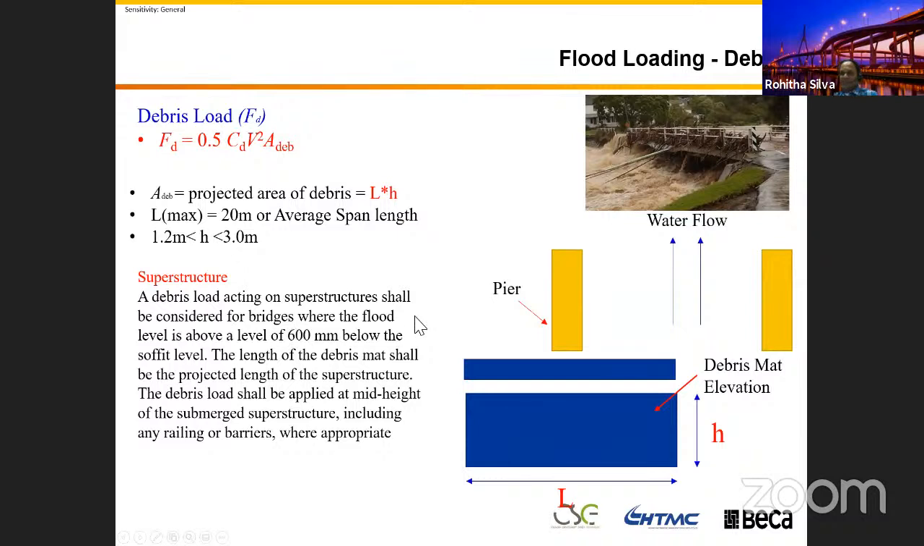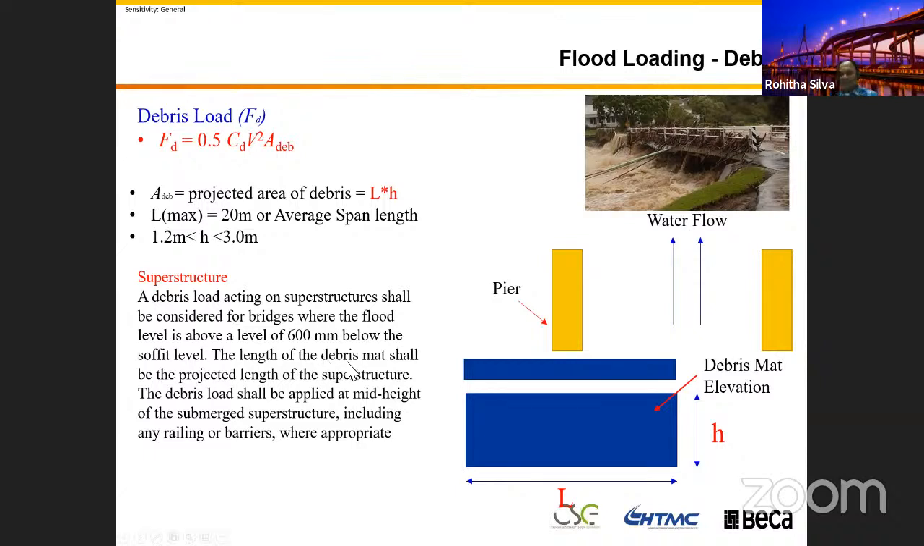They said you apply this force: debris acting on a superstructure shall be considered for a bridge where the flood level is 0.6 meters below the soffit level. If it is fully submerged, it's not required to use that one, because if the water is under, that's where it makes sense, the debris will come and trap with the bridge superstructure.